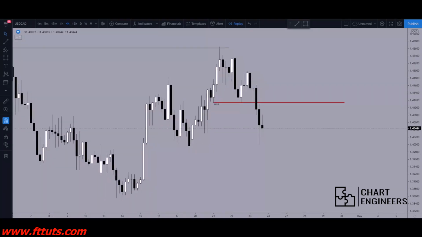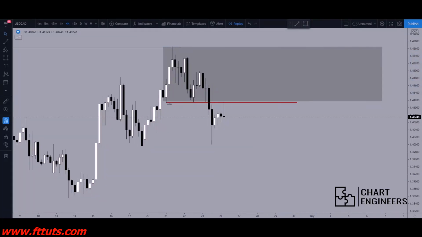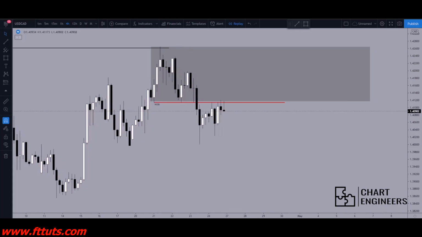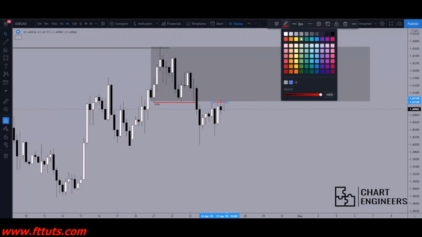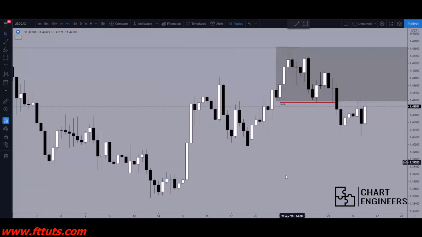Hasn't quite closed below. Okay, had our close below. So now I'll just go ahead and mark out our 4-hour breaker zone. And now what I wait for is a 4-hour sweep inside. Okay, so here we have our 4-hour sweep inside our breaker zone. And now let me go back just one more candle.